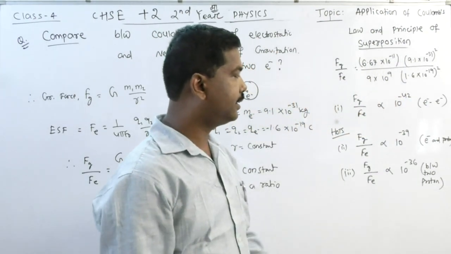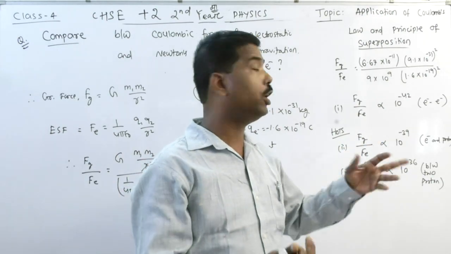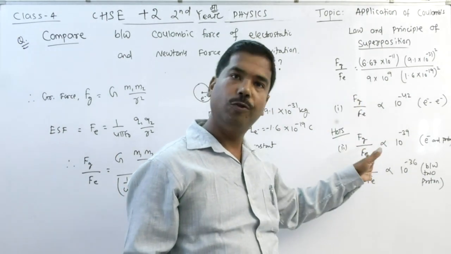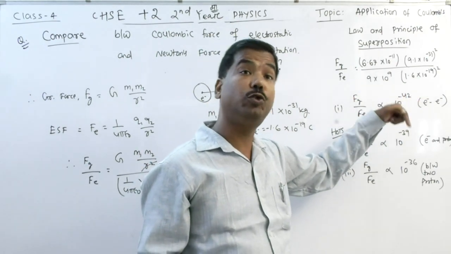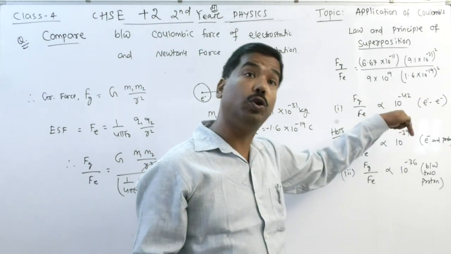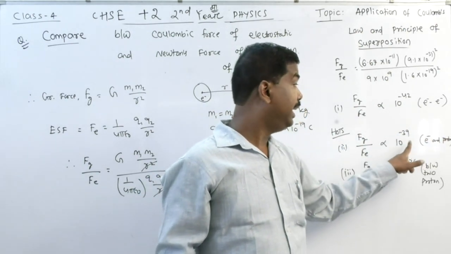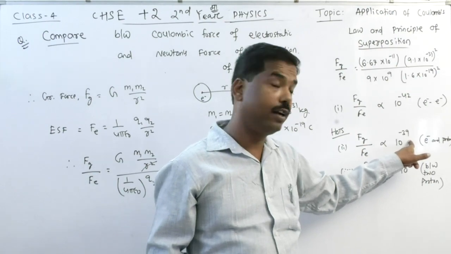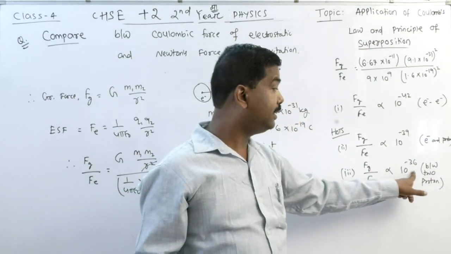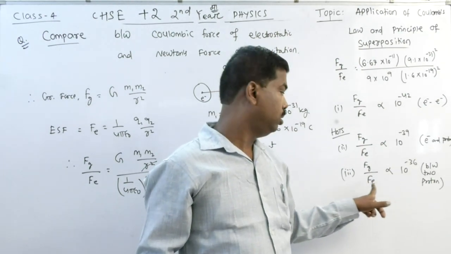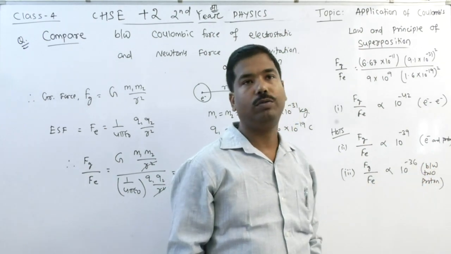Minus 36, minus 39, minus 42 indicates the electrostatic force is stronger and the gravitational force is weaker. It means the gravitational force is 10 to the power 42 times weaker than the electrostatic force between two electrons, 10 to the power 39 times weaker between an electron and a proton, and 10 to the power 36 times weaker between two protons.